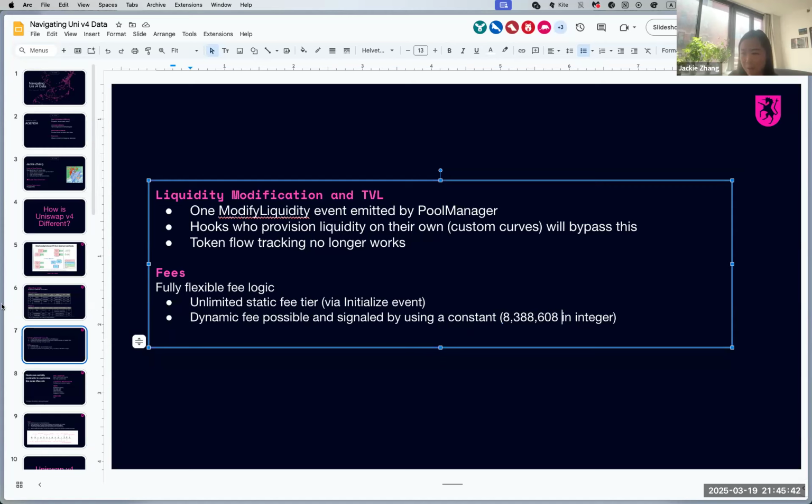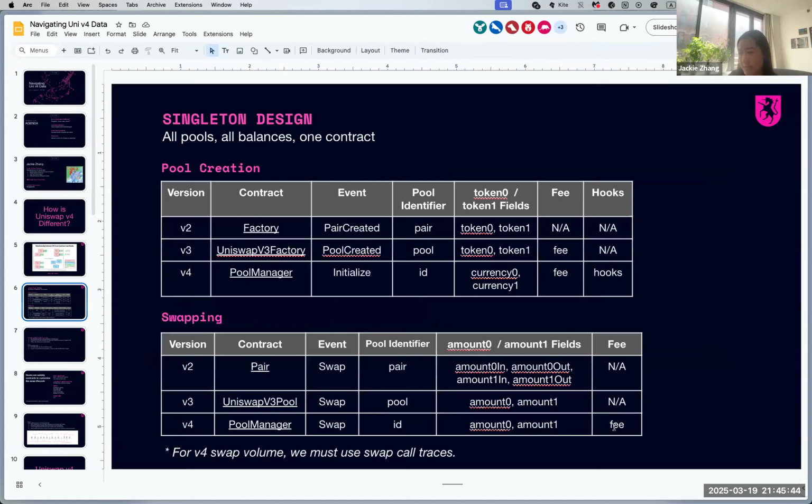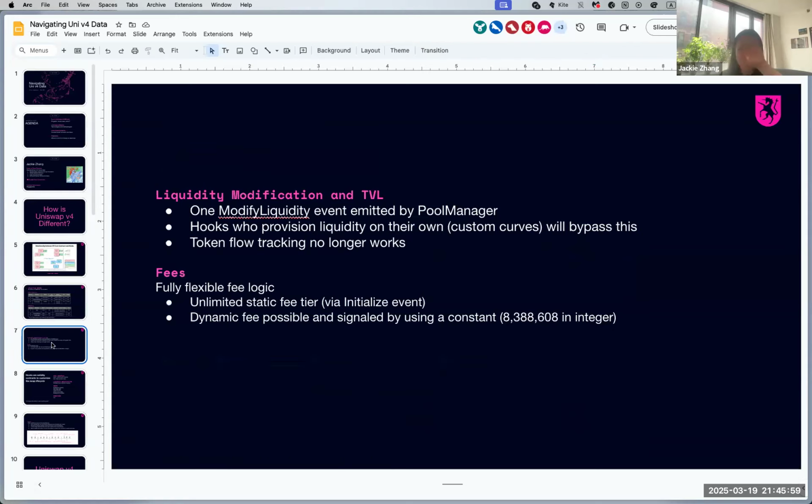Going back to our swap event, in most cases you can watch for the fee emitted on a per swap level to get the most accurate fee tier being charged for the swap. Okay, cool. So that is on the implications of different aspects of V4 data introduced by the singleton pattern and hooks.